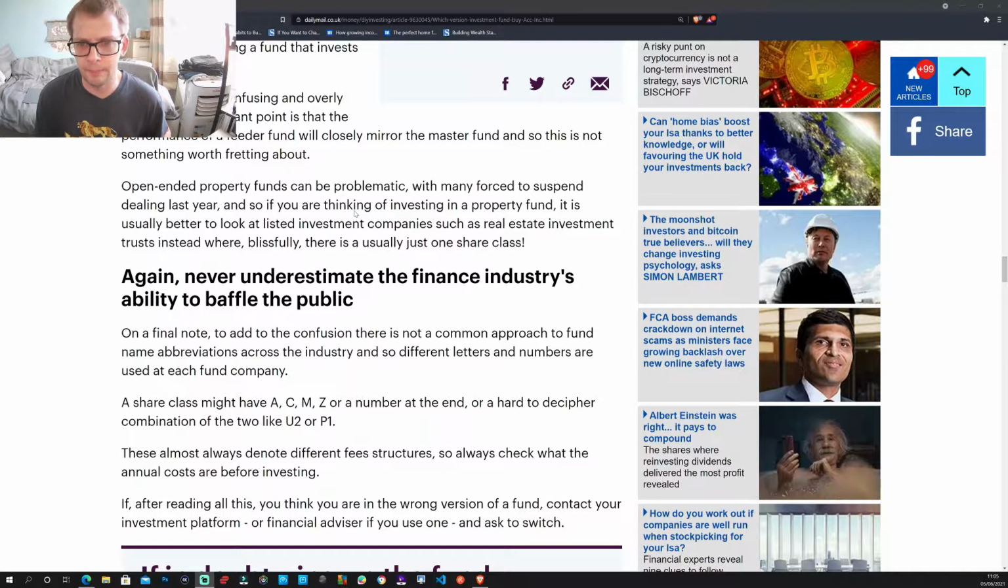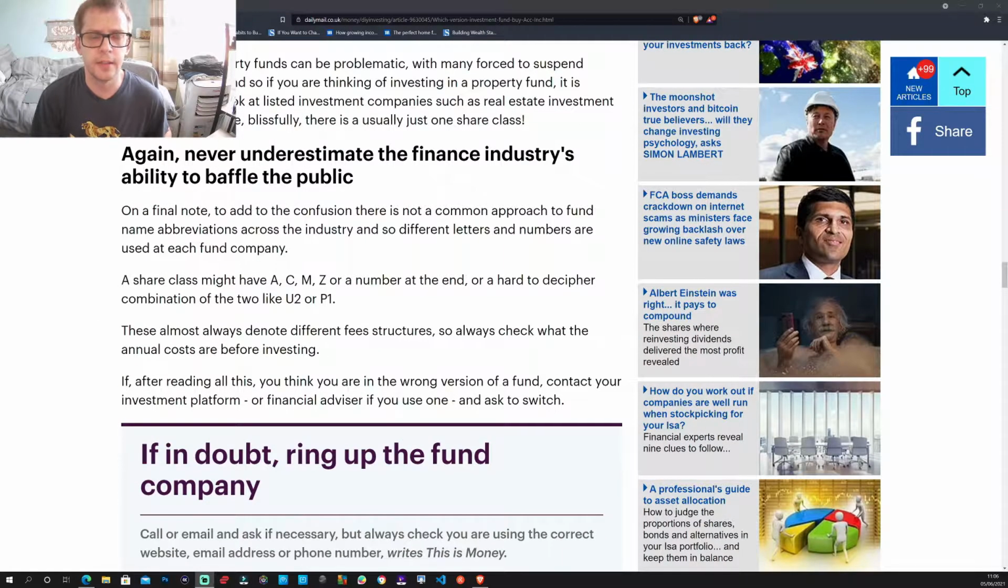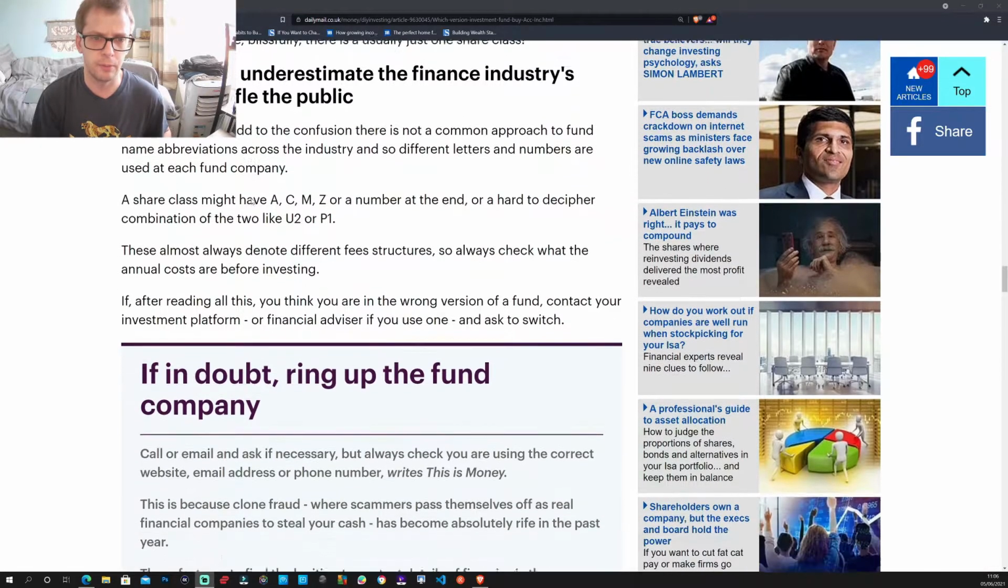Open-ended property funds can be problematic, with many forced to suspend dealing last year, and so if you're thinking of investing in a property fund, it is usually better to look at listed investment companies such as real estate investment trusts instead, where blissfully there is usually just one share class, and which is ETF. Oh no, real estate investment trust, so that's a REIT. So again, never underestimate the finance industry's ability to baffle the public.